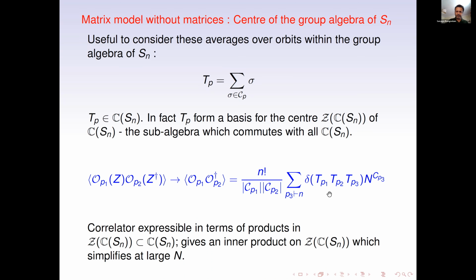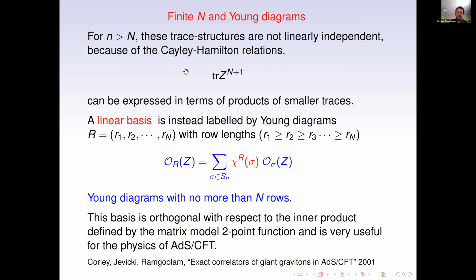So another aspect of the matrix model, which is important in AdS/CFT, is that if you are looking at degree of invariants bigger than n, the traces don't give a good basis, but rather a good linear basis is given by Young diagrams.